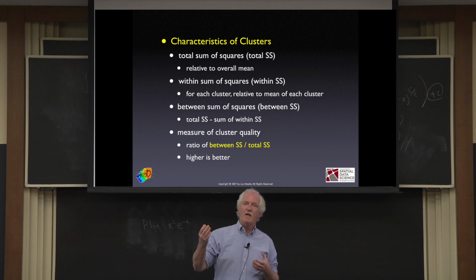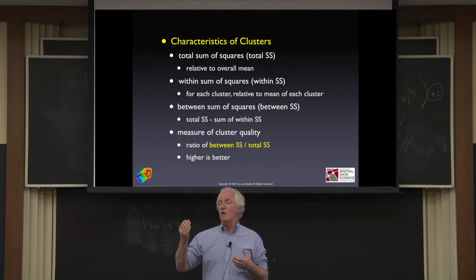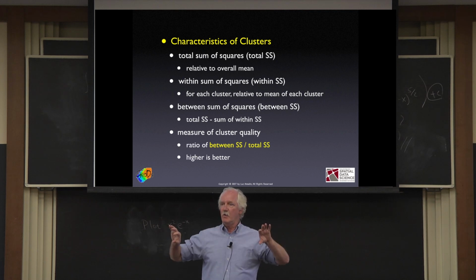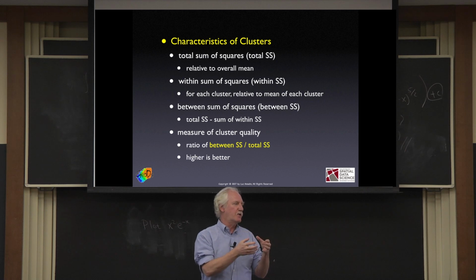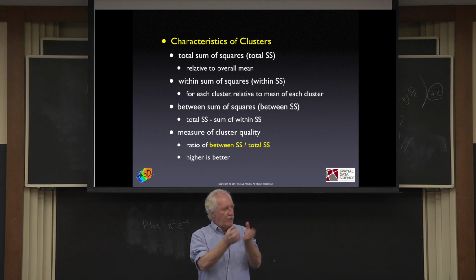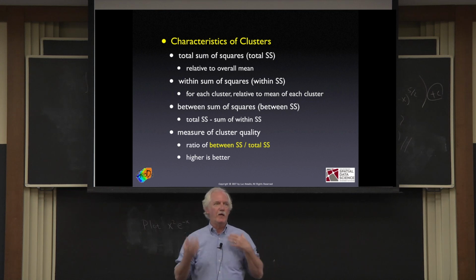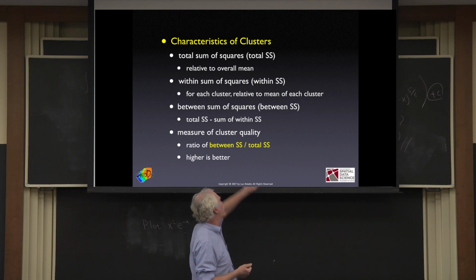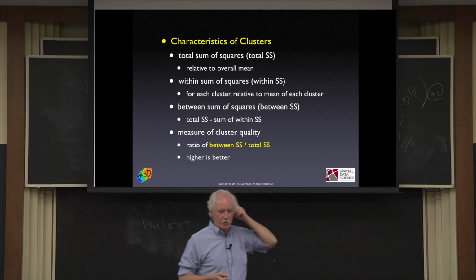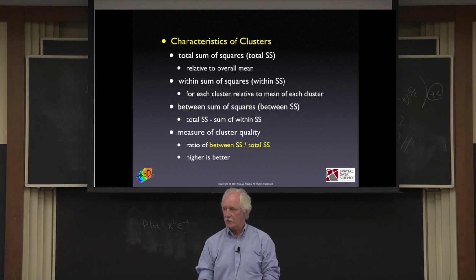is maximize the between sum of squares relative to the total variance. So we make them as different as possible, or equivalently, we would minimize the sum of the within sum of squares. So we make them within each other as similar as possible. So one very quick and dirty way to look at this is to look at the ratio of between sum of squares and total sum of squares.